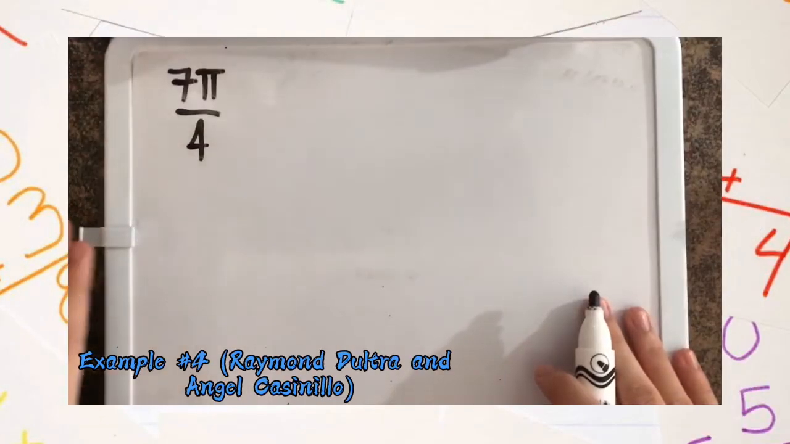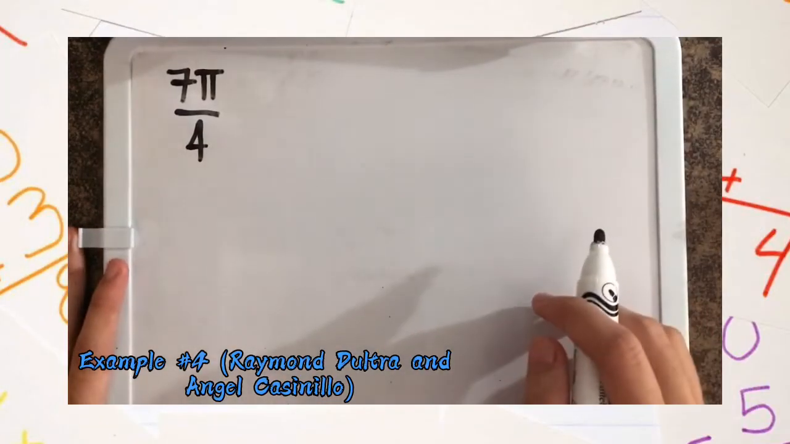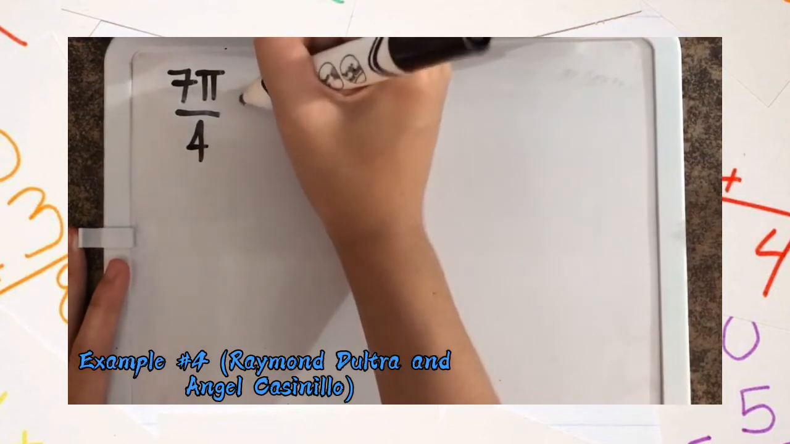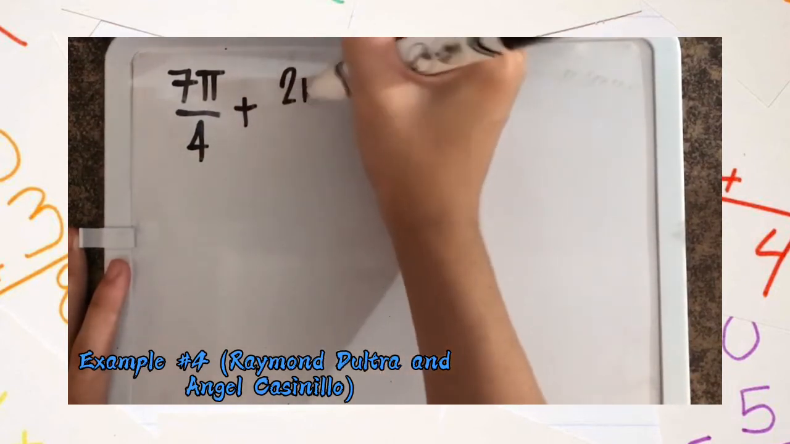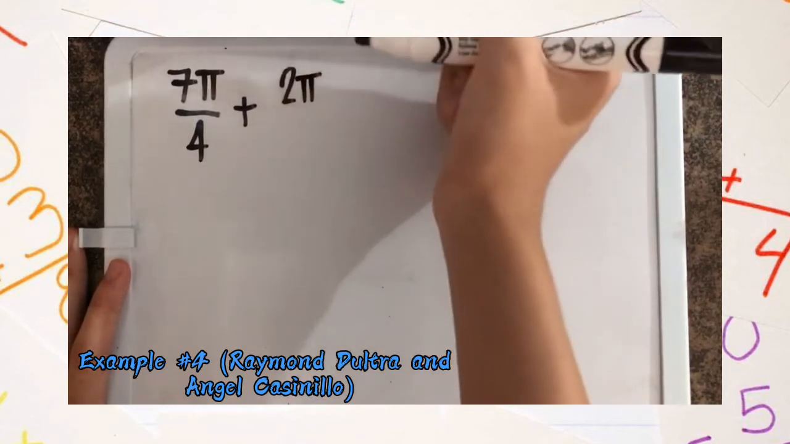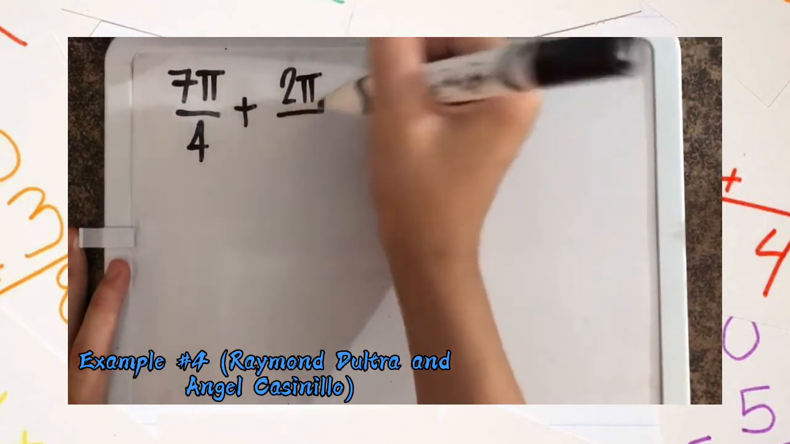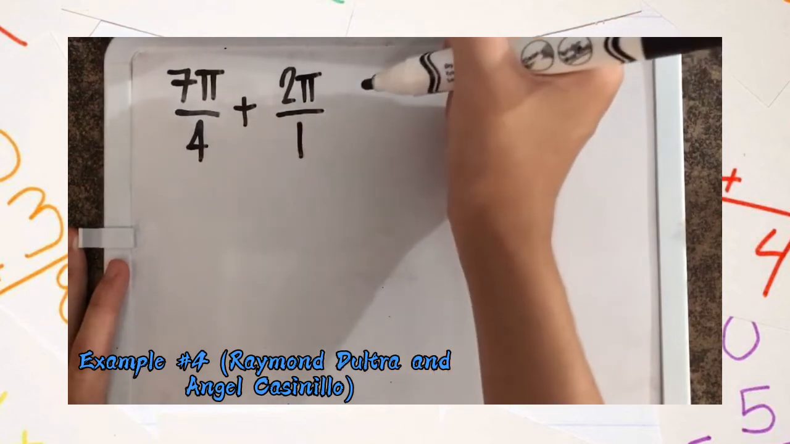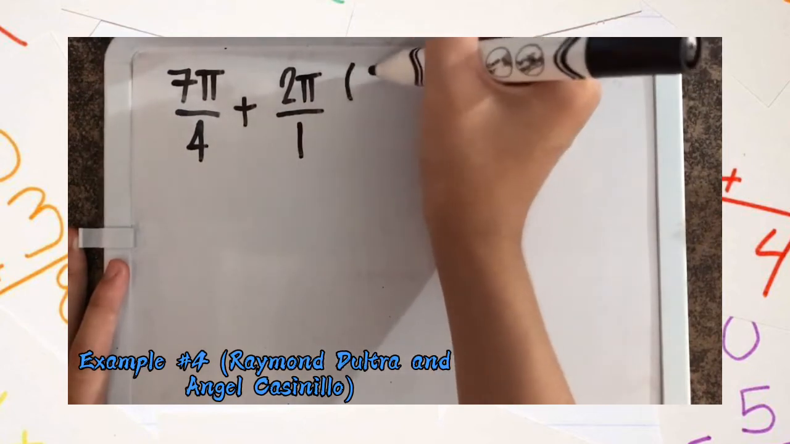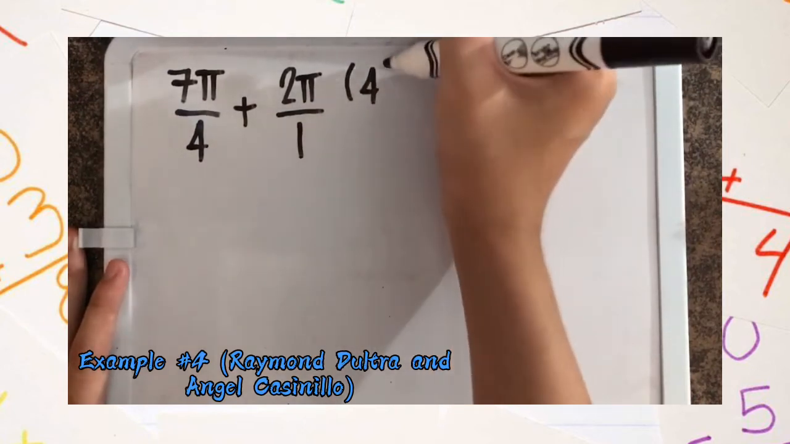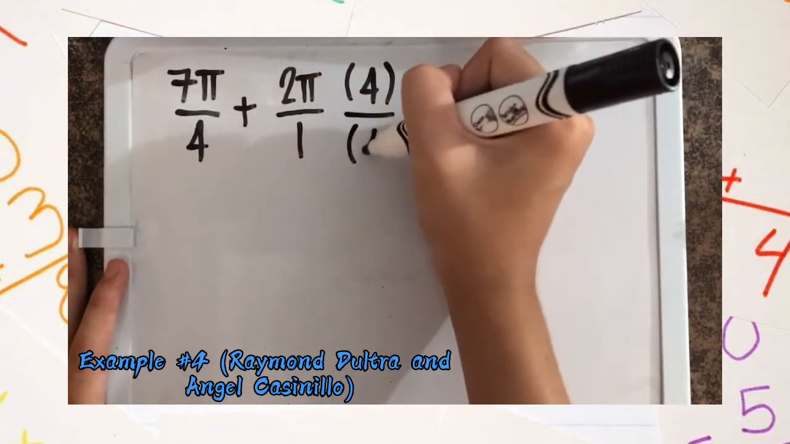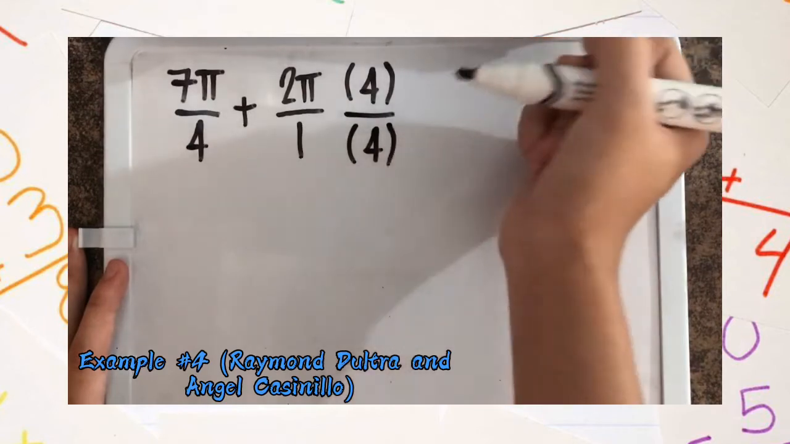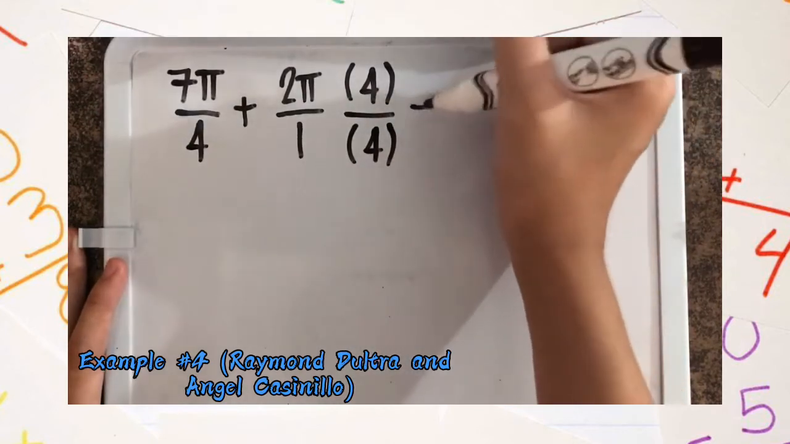Here is the last problem, to find the positive coterminal angle in radians. The given is 7 pi over 4. To solve this problem, follow these essential steps. Step 1 is to add 2 pi. It is automatically identified that 2 pi has a denominator which is 1. Second step is to find the LCD, which is 4. Third step is to multiply the LCD to the 2 pi over 1.